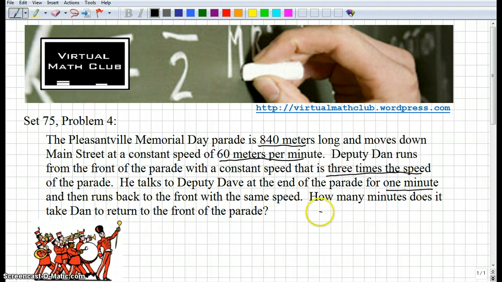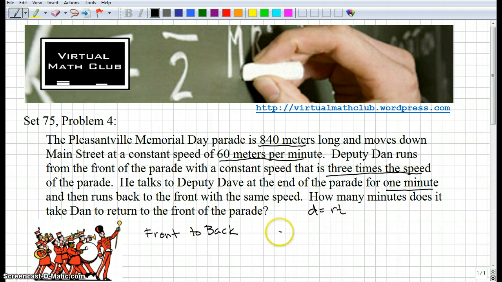Alright, well, we can work this out with distance equals rate times time. So let's first of all look at the front to back. Okay, he runs front to back, then he talks for a minute, and then he runs back to front. Okay, so let's break it down into those time intervals.